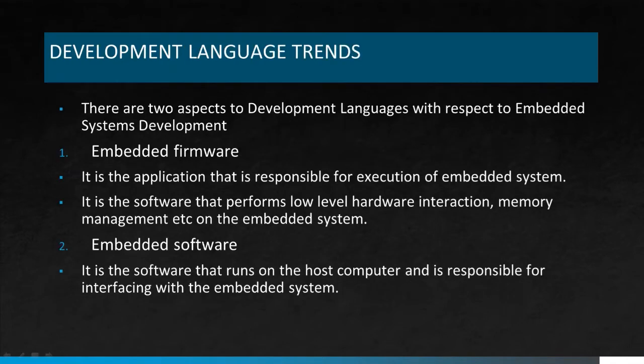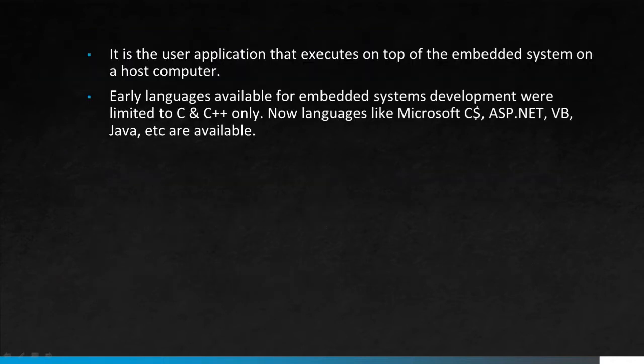The third trend is development language trends. There are two aspects, embedded firmware and embedded software. Embedded firmware is an application that is responsible for the execution of the embedded system. It is software that performs low-level hardware interaction, memory management, etc. Embedded software is the software that runs on a host computer. It is responsible for interfacing with the embedded system. It is a user application that executes on top of the embedded system on a host computer.